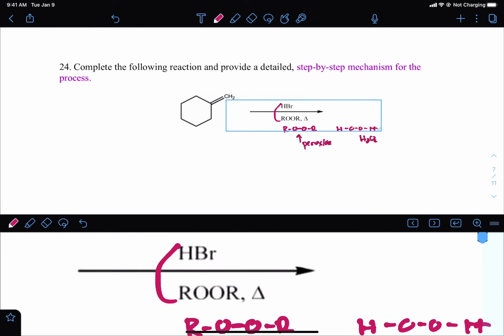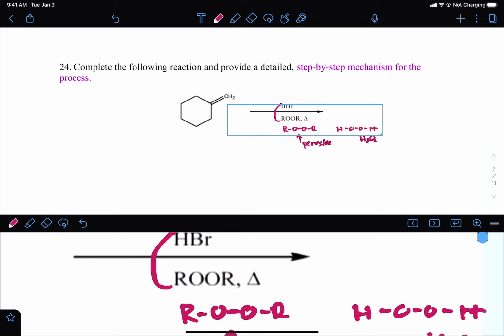There's also a reaction that doesn't include the peroxide. It happens very differently without the peroxide. And we've got an alkene. That's our functionality in our starting material. So here's the mechanism. And this mechanism you can find in your textbook. But I will walk you through it and explain what's going on here.